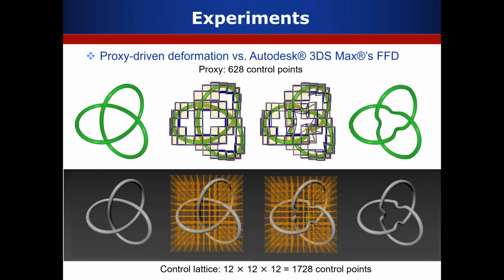Here we compare the user interface of our proposed proxy-driven deformation with Autodesk 3ds Max. The initial setup for both methods is a control lattice of dimension 12 by 12 by 12, which gives 1,728 control points. With our method, the proxy is formed by 628 points. It can be seen that the proxy gives a much cleaner user interface and thus facilitates the specification of deformation.